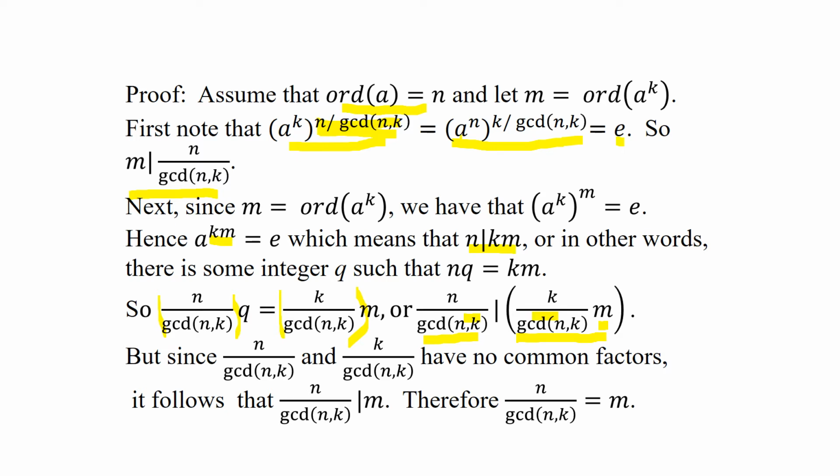of m. So up here we showed that m is a factor of the ratio. Now we show that the ratio is a factor of m. Using our third result, we conclude that this ratio, n over the GCD of n and k, is m. M is the order of a to the k, and that proves the result that we were hoping to prove.